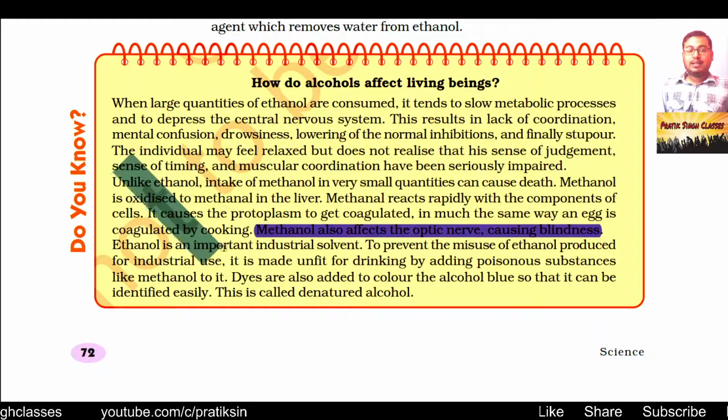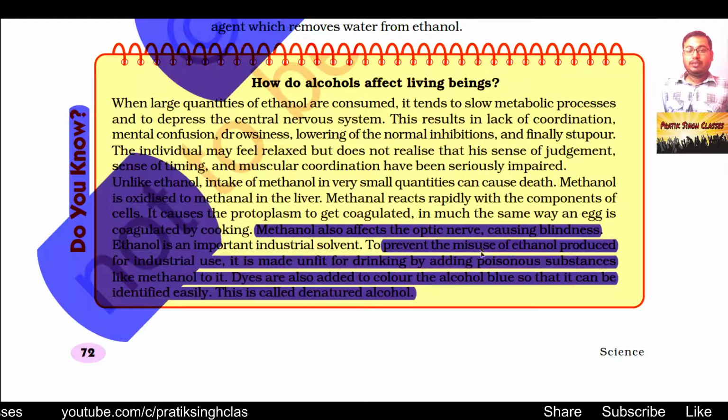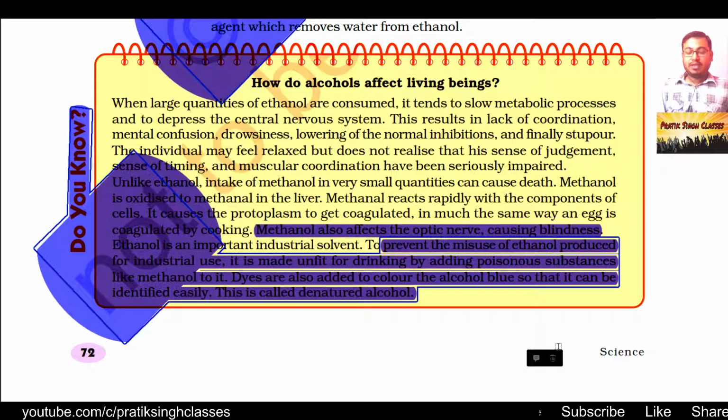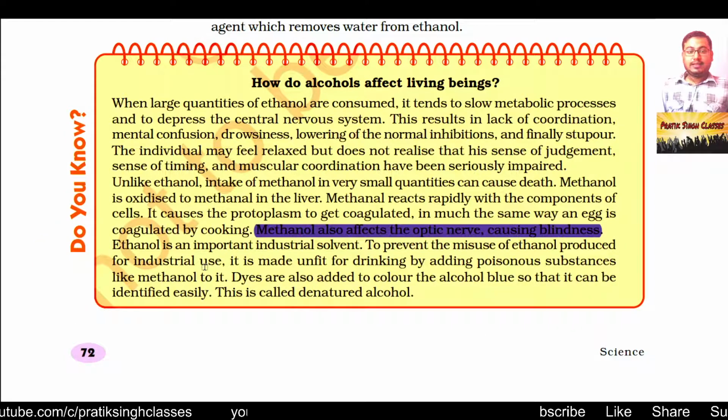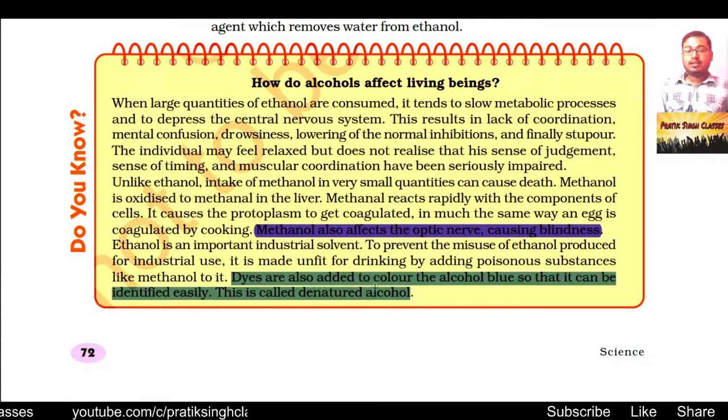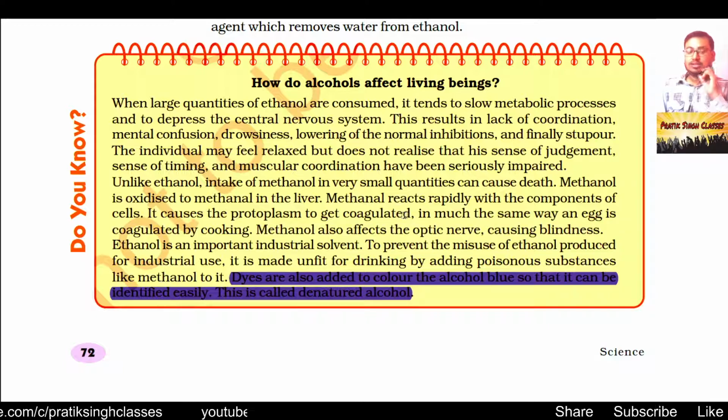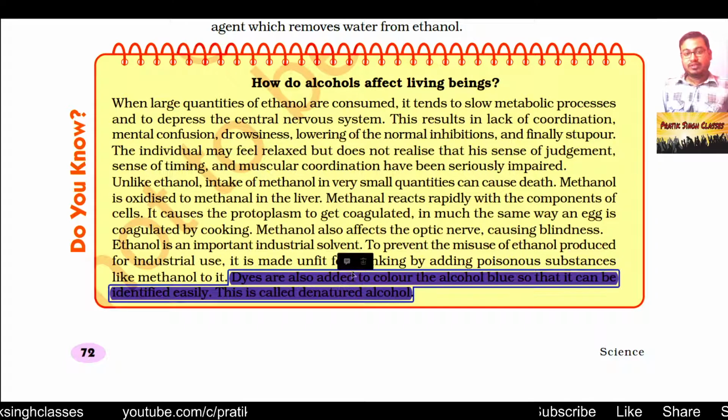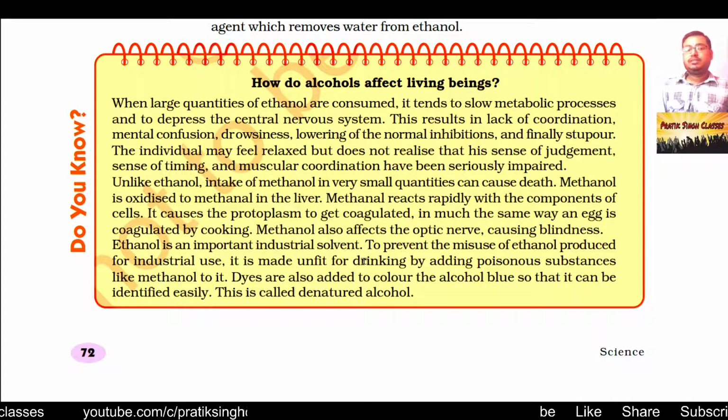Ethanol is an important industrial solvent. To prevent the misuse of ethanol produced for industrial use, it is made unfit for drinking by adding poisonous substances like methanol to it. Dyes are also added to color the alcohol blue so that it can be identified easily, and this is called denatured alcohol. Okay, so alcohols are mostly colorless.